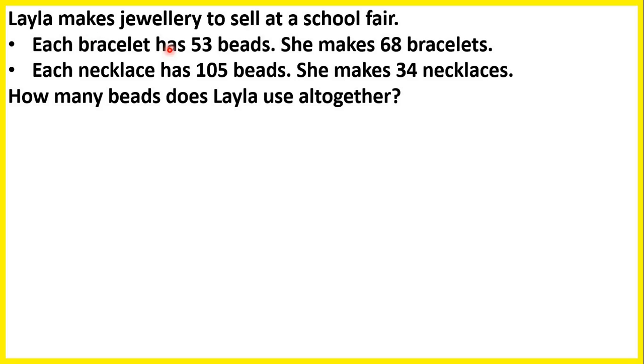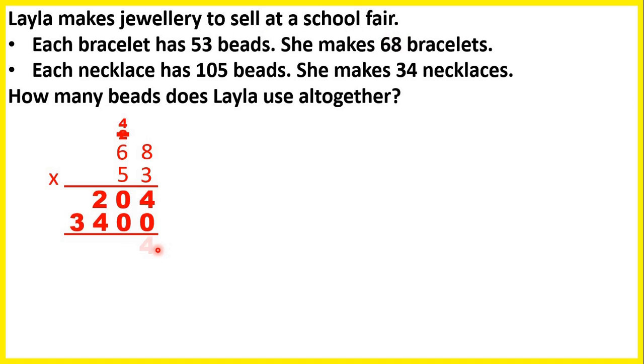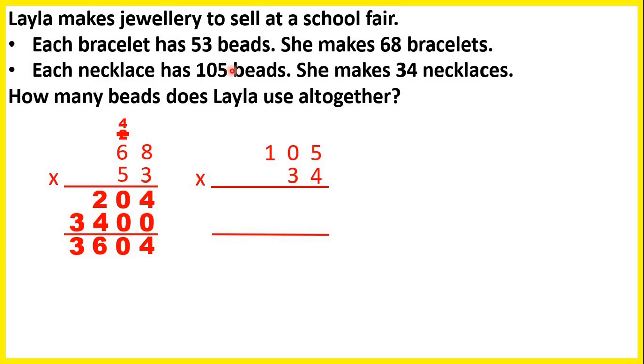So we know that each bracelet has 53 beads and she makes 68 bracelets. So we need to multiply 68 by 53. Because if we know how many there are in one thing and we know how many things there are, we can find the total number by multiplying, and 68 times 53 is 3,604. And then to find the total number of beads that she uses for the necklaces, we need to multiply 105 by 34, and that gives us 3,570.